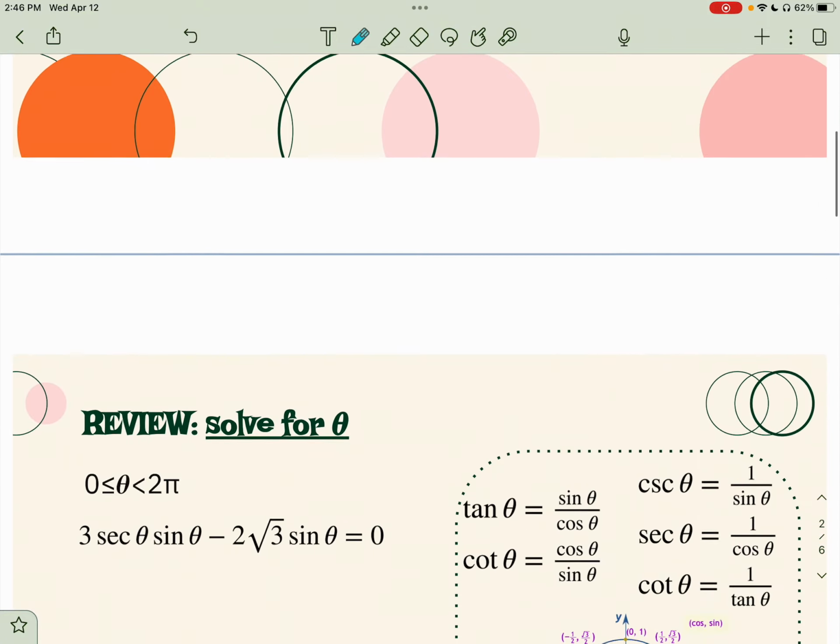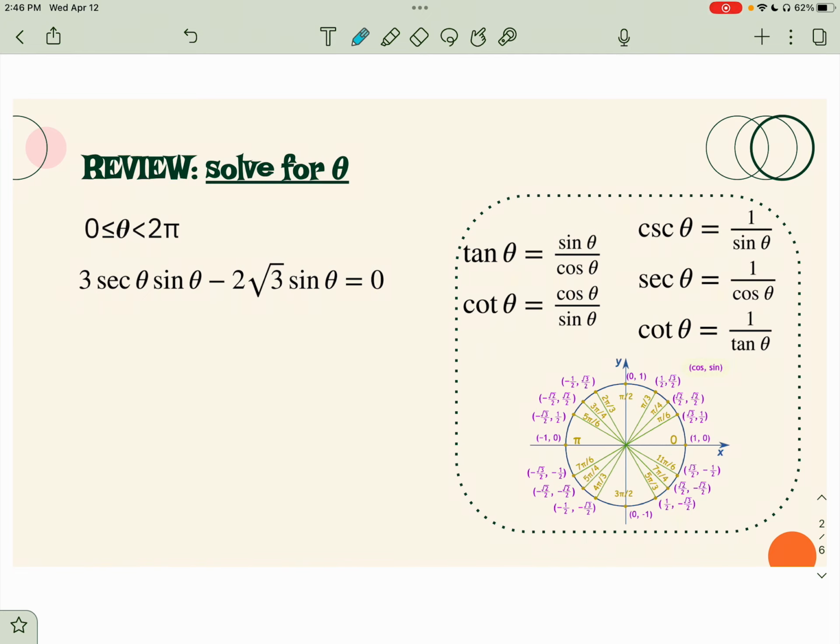Okay, so as a review, we're going to solve. When I'm looking at this, I have 3 secant theta sine theta minus 2 square roots of 3 sine theta. So these both have a sine in common. So I'm going to factor out a sine theta, and I'm left with 3 secant theta minus 2 square roots of 3. We get nervous about this, but remember this is just a number. So 2 square roots of 3, totally fine leaving it like that. Okay, equals 0.